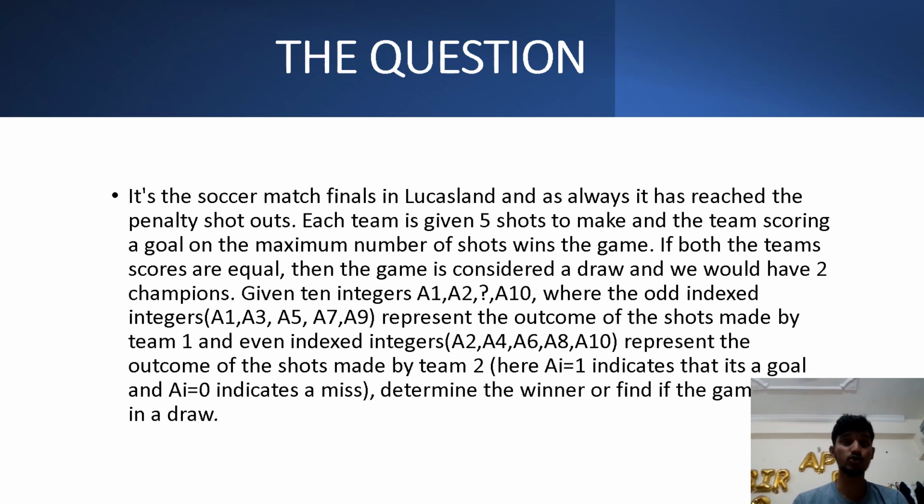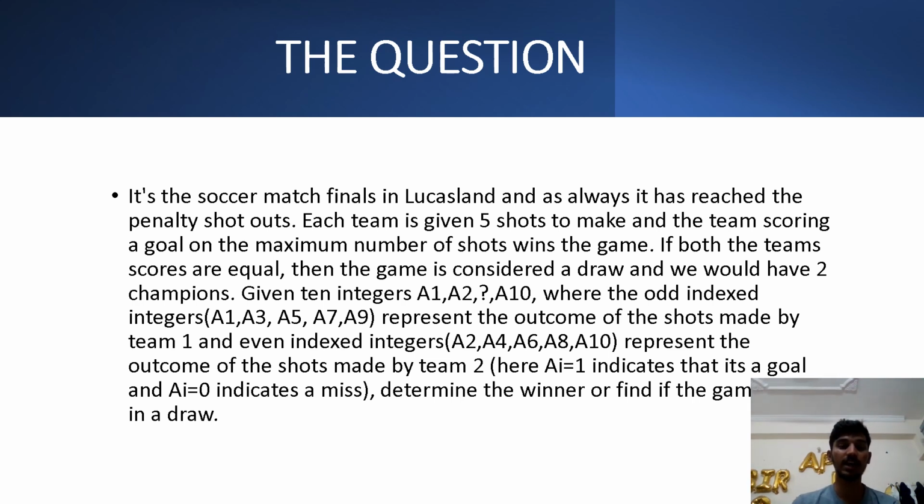So they can either shoot and score a goal and gain a point, or they can lose a point. So with 2 teams and 5 shots from each team, it will make 10 shots from both the teams. Now we are going to find out which team is going to win. Also, if these scores are equal, then the game is considered a draw and there will be 2 champions.